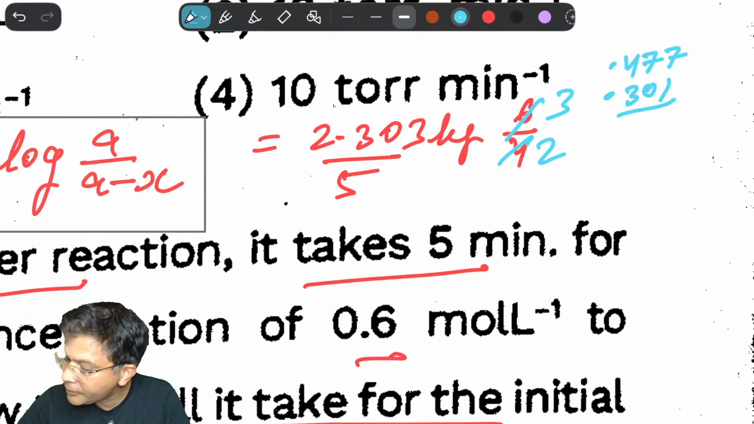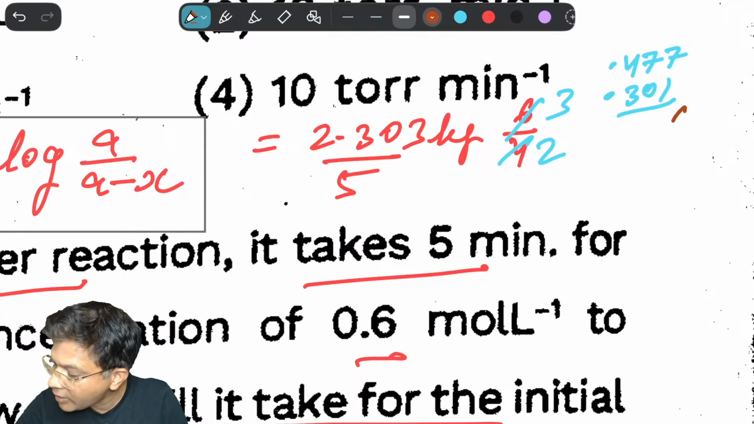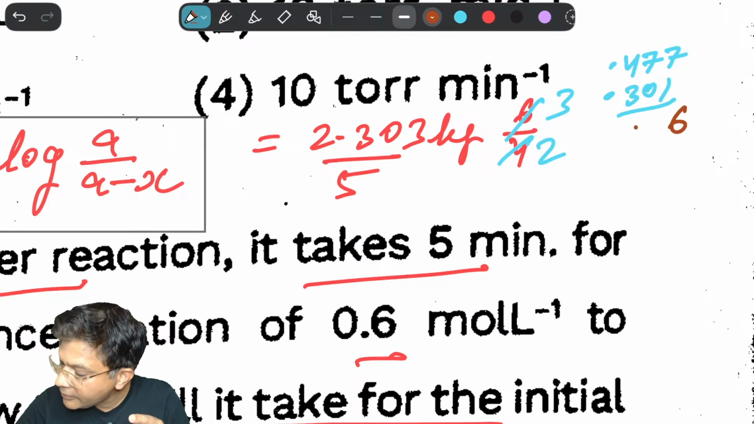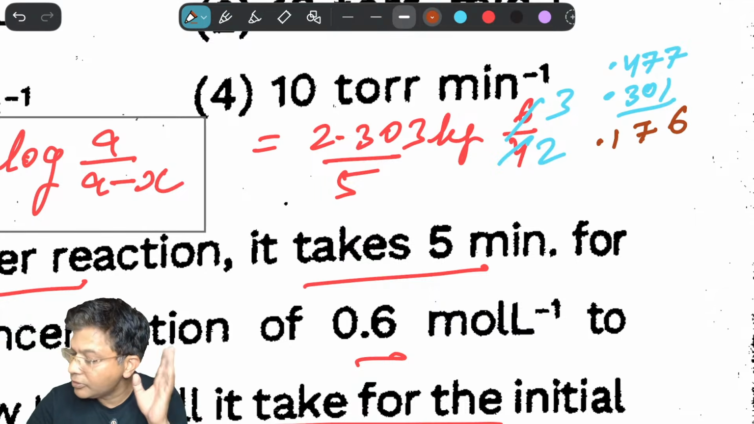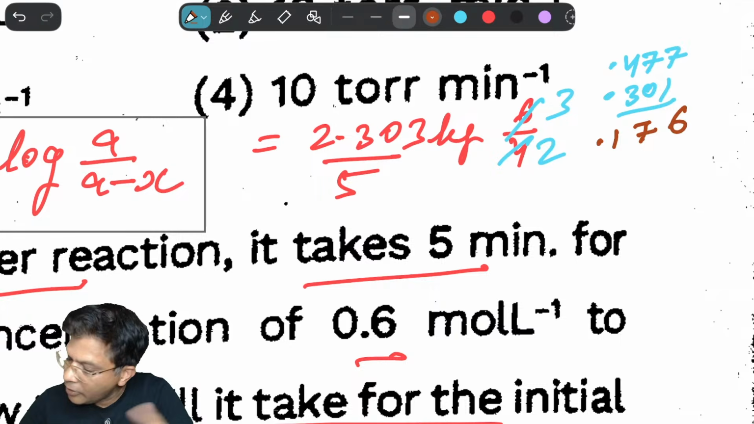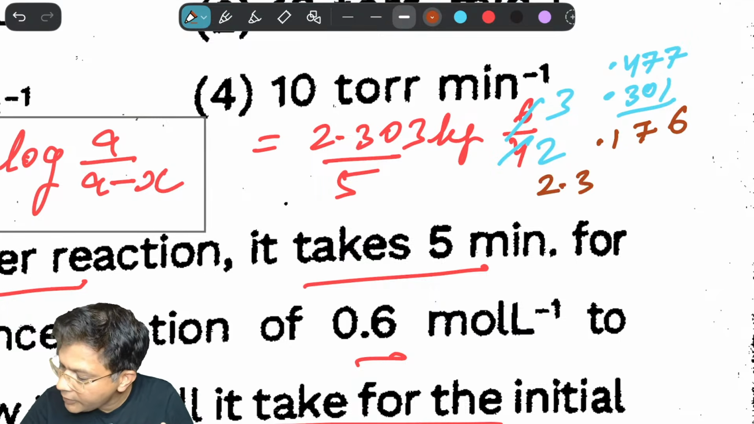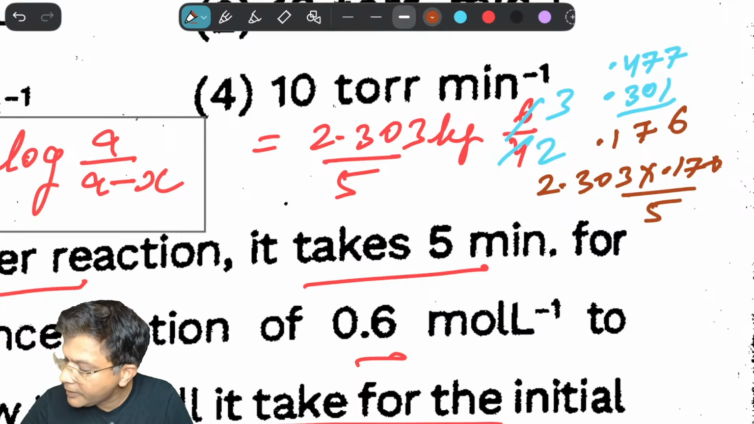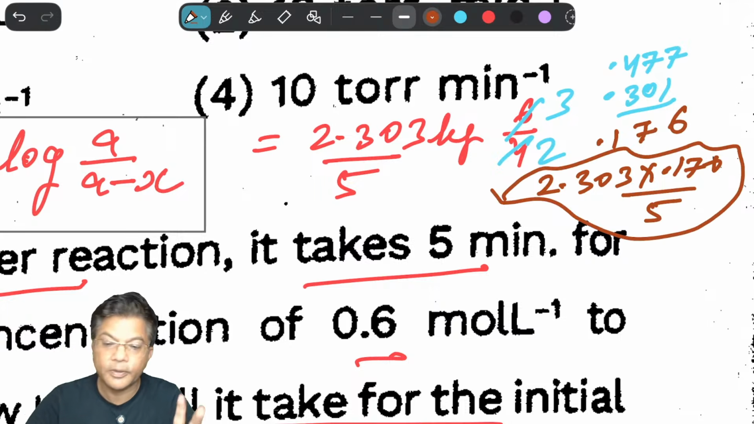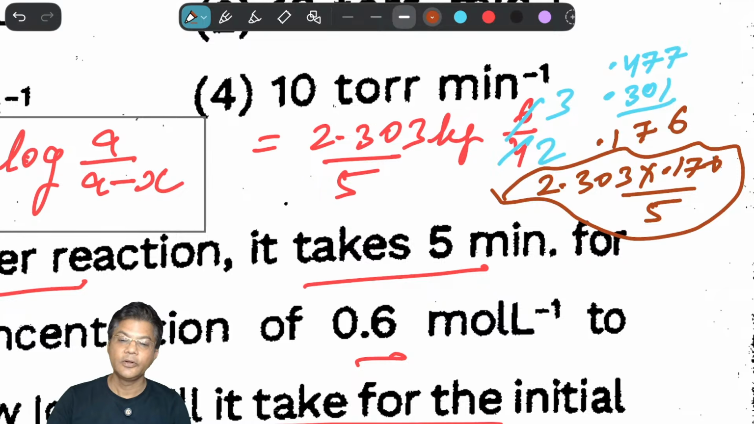0.3010. So if you subtract it, 6 we have got, now 7 we have got, 4 minus 3, 1.176. Log of 3, log 2 we have taken, 0.176. So 2.303 into 0.176 upon 5, this will be your value of K. This will be the value of K, right? You got it?